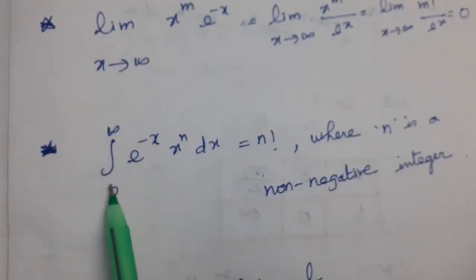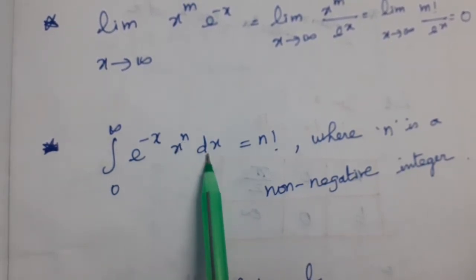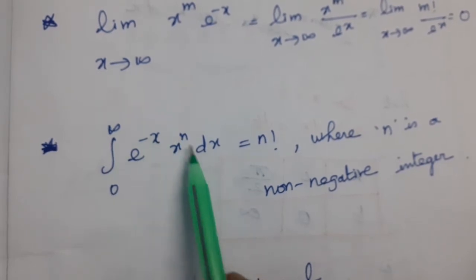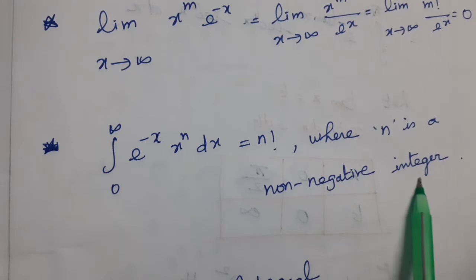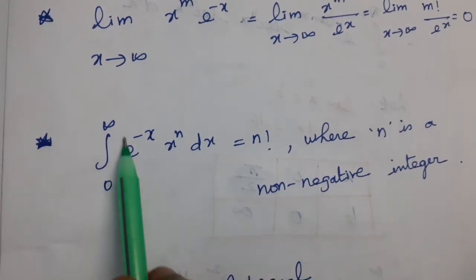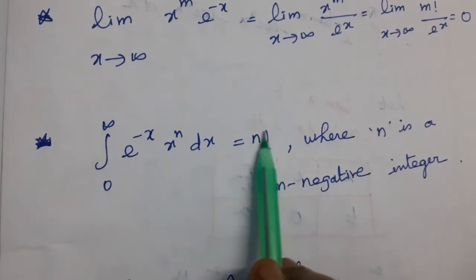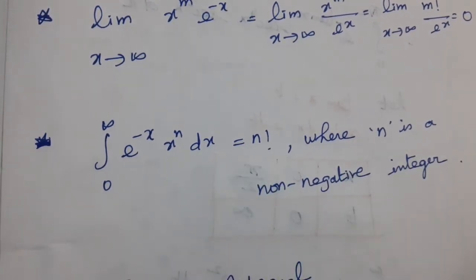Another one: integral of 0 to infinity e power minus x x power n dx is equal to n factorial, where n is a non-negative integer. That is, n is a positive integer. Integral of 0 to infinity e power minus x x power n dx is equal to n factorial, where n is a non-negative integer. This is the gamma integral.